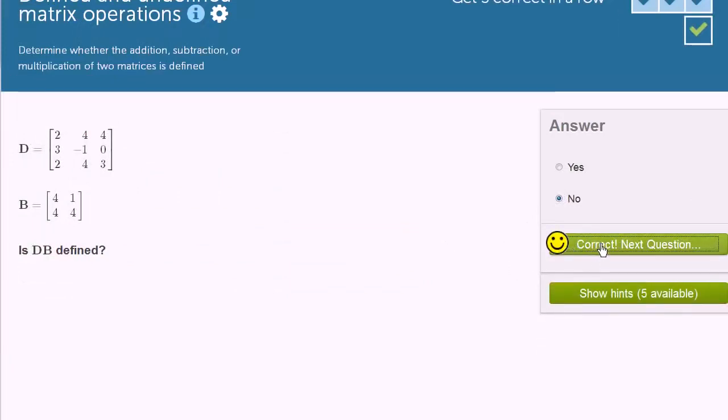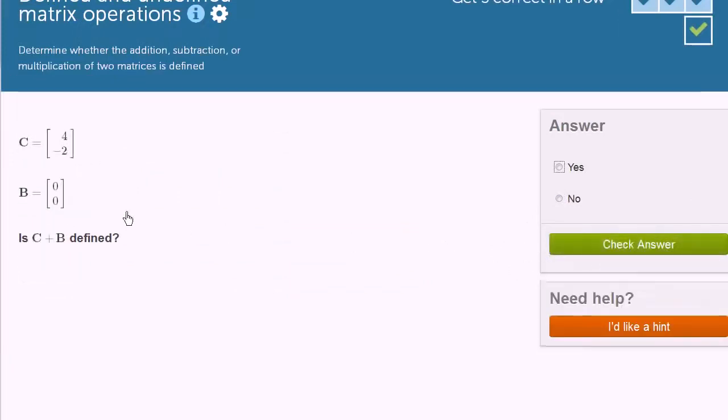Let's do a few more of these examples. So we have a 2 by 1, you could view this as a 2 by 1 matrix, or you could view this as a column vector. This is another 2 by 1 matrix or a column vector. Is C plus B defined? Well, matrix addition is defined if both matrices have the exact same dimensions. And these two matrices do have the exact same dimensions.